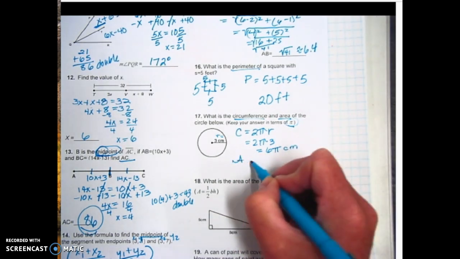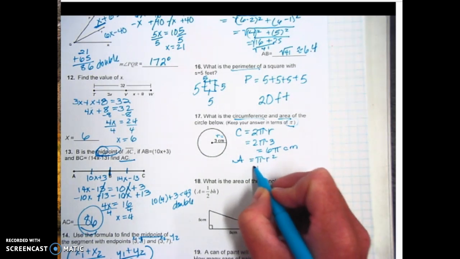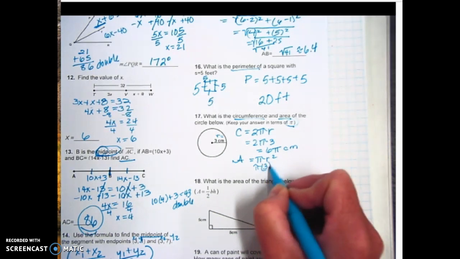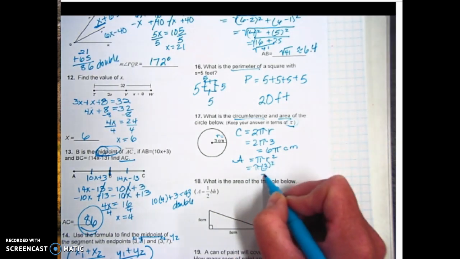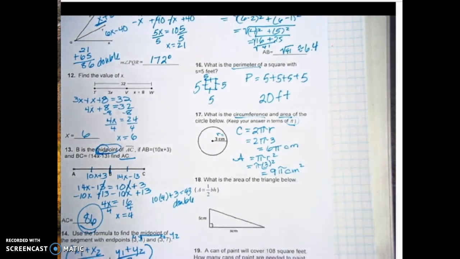For the area, we're going to use pi r squared. So that's pi times 3 squared. So that one is 9 pi. And this one is in centimeters squared.